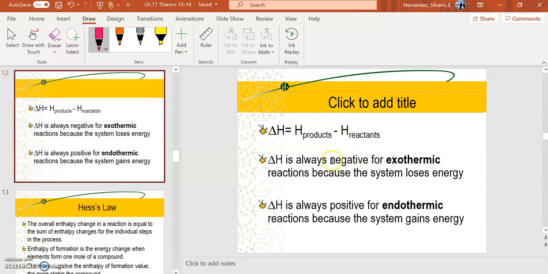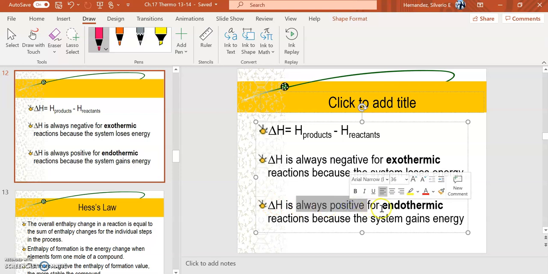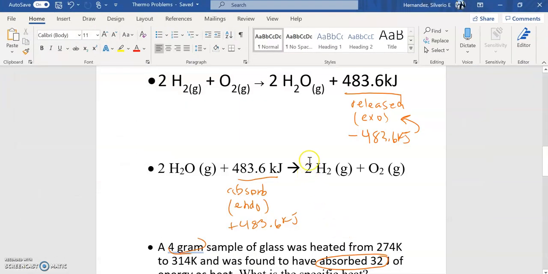And if that value is negative, it's going to be an exothermic reaction. It's releasing energy to the environment. If that delta H value is a positive value, then it's going to be an endothermic reaction, meaning that it's taking in energy.